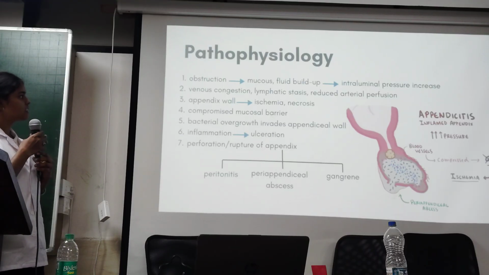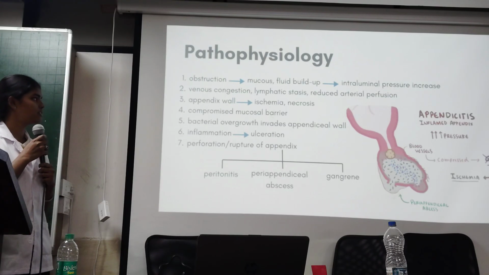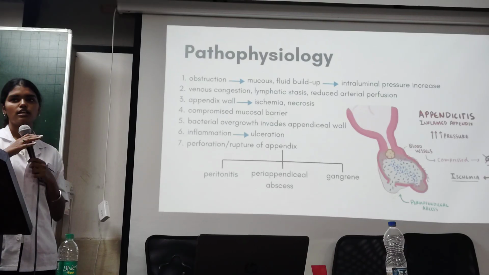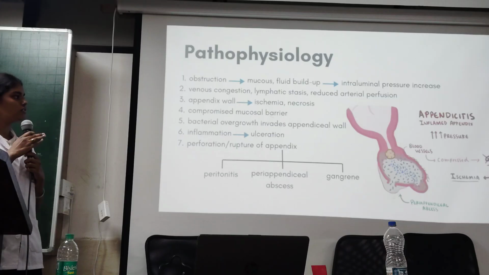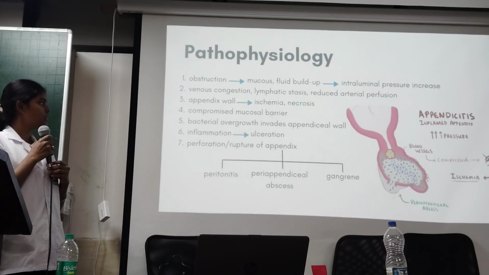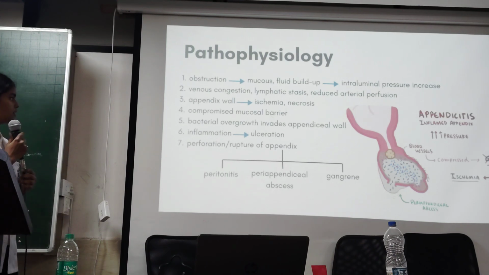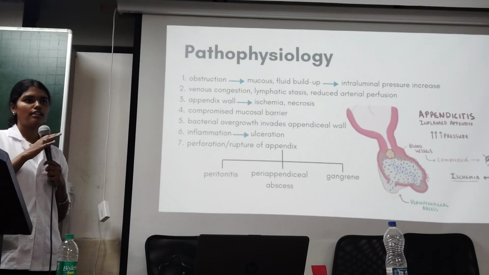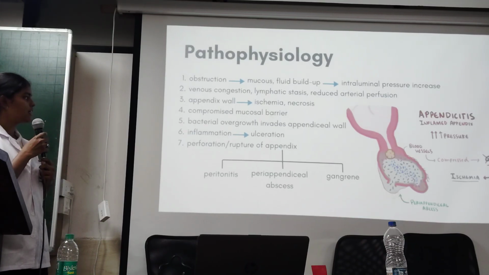As the pressure increases further, we have venous congestion, lymphatic stasis, and reduced arterial perfusion, because of a decrease in oxygen supply to the cells. Now the cells are compromised, so the mucus that they secrete is compromised. That causes ischemia and necrosis. Then the colony of bacteria present in the lumen is allowed to invade the appendix wall, because of which there is inflammation.